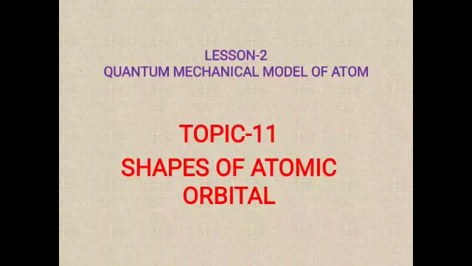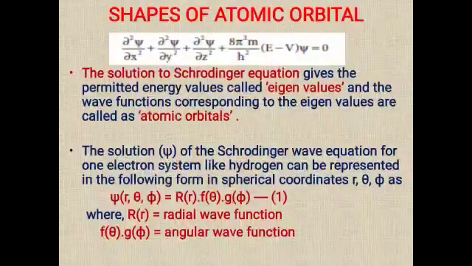Dear students, in this video, I am going to explain lesson number 2, Quantum Mechanical Model of Atom, topic number 11, Shapes of Atomic Orbital. In the previous video, we discussed the Schrödinger wave equation, which is the equation that purely depends upon quantum mechanics.